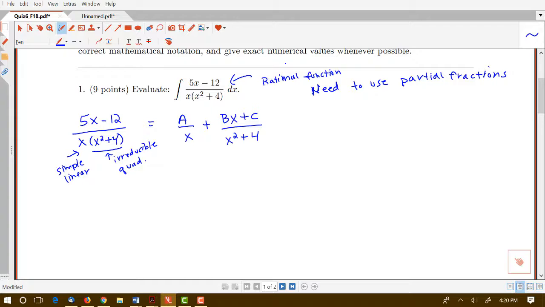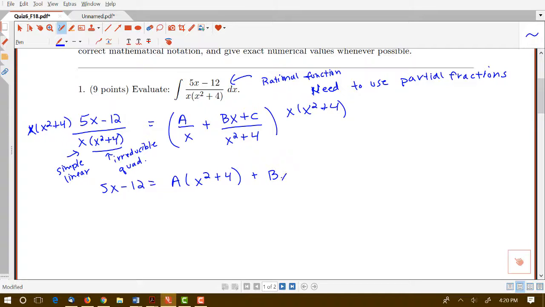So I'm going to clear the fractions, which means multiply both sides by x times (x squared + 4). This is why that left-hand side simplifies to 5x - 12. And then I'm taking A over x times (x squared + 4), so the x's cancel. So we have A times (x squared + 4). And then we're taking our second fraction here times our x times (x squared + 4). The (x squared + 4)'s cancel. So we have (Bx + C) times x.